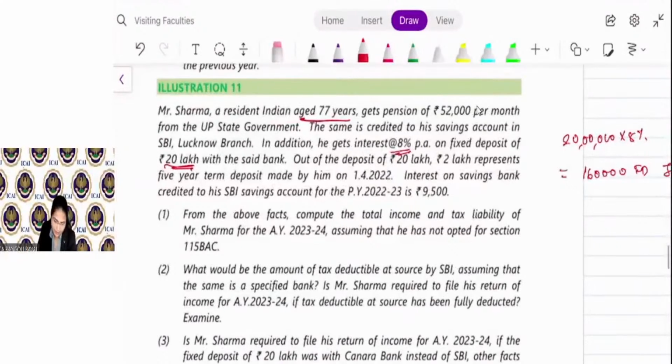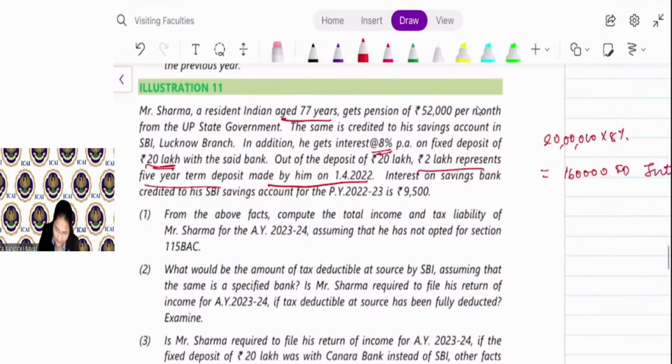2 lakh represents a 5-year term deposit made by him on 1/4/22. So a 5-year term deposit is eligible for deduction under section 80C. Yes, the deposit amount is 2 lakh, but the maximum 80C deduction available is 1,50,000. So 80C is 1,50,000.